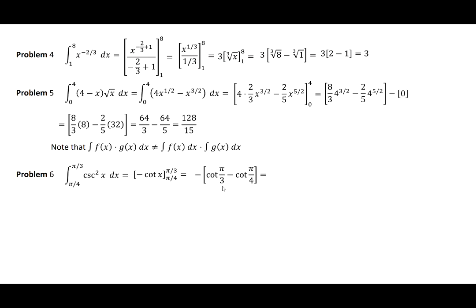Similarly, if we need cotangent of pi fourths, which is cotangent of 45 degrees, cosine of 45 over sine of 45. Cosine of 45 degrees is square root of 2 over 2. Sine of 45 degrees is also square root of 2 over 2. So square root of 2 over 2 over square root of 2 over 2 is just 1. So we end up getting this. If you subtract and distribute the negative sign, we can write it like this. Simple? Cool. Let's look at this one.